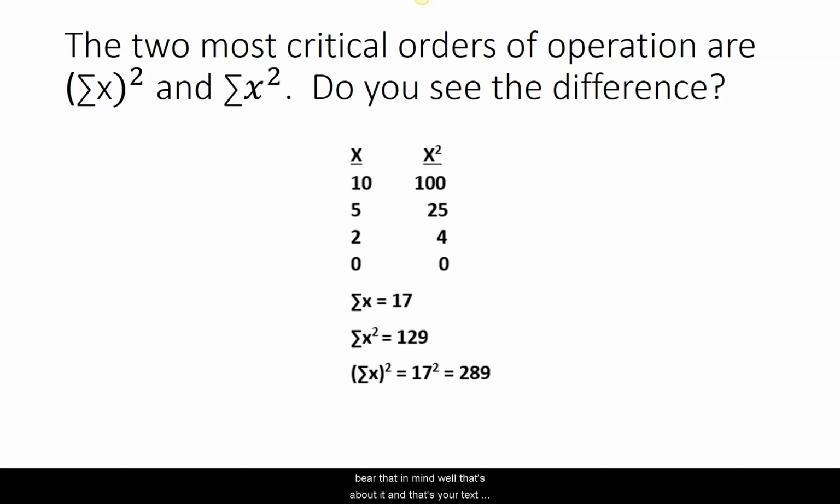Well, that's about it. Your text goes into a lot more detail on sorts of problems like this, but this is 99% of the purpose: to differentiate sigma x in parentheses squared, when I take the sum of all the numbers and then square it, versus sigma x with no parentheses, when I square all the numbers first and then take the sum of those squares.